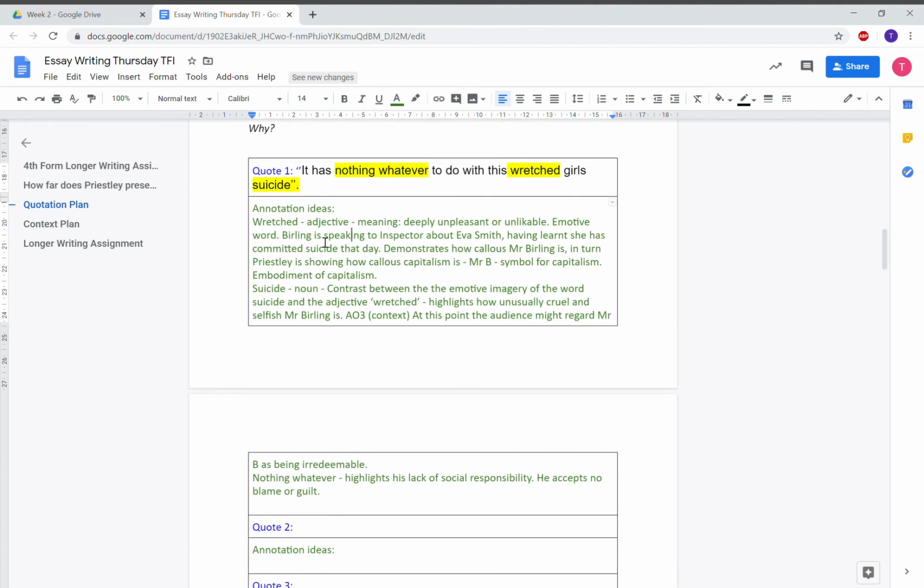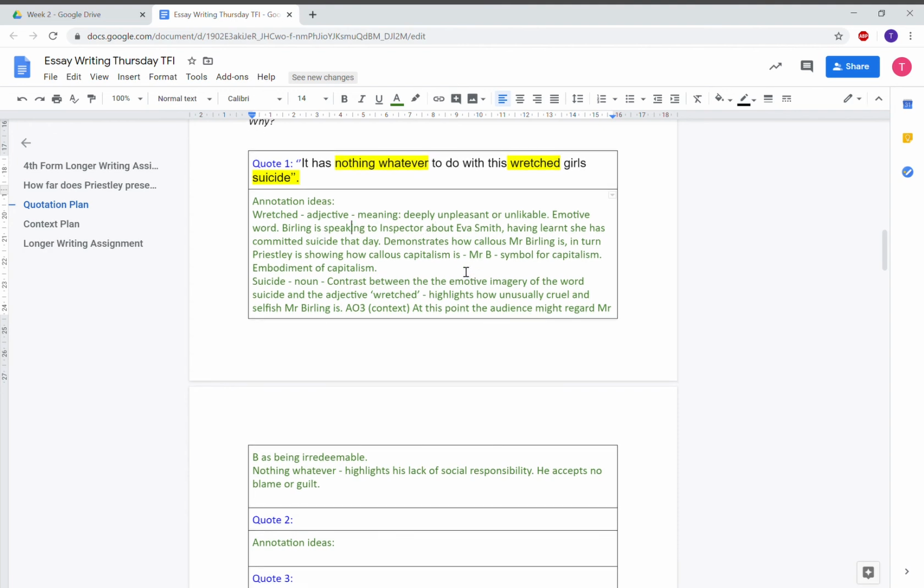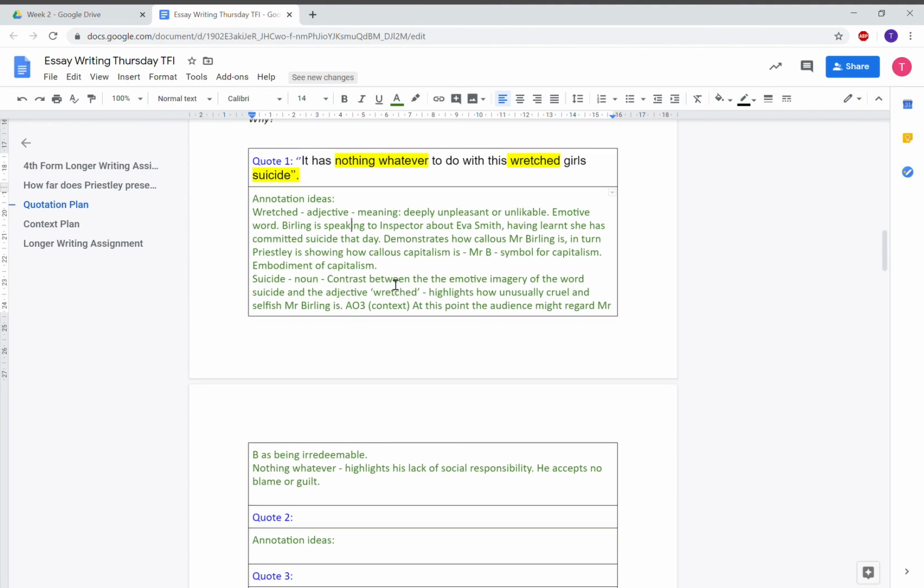So wretched is an adjective and its meaning is to be deeply unpleasant or unlikable. It's a very emotive word. Birling is speaking to the inspector about Eva Smith, having learnt that she's committed suicide that day, and this demonstrates how callous Mr. Birling is. In turn, Priestley is showing how callous capitalism is. Mr. Birling is a symbol for capitalism, and he embodies capitalism.